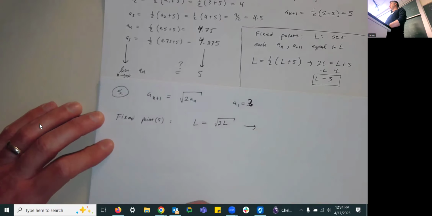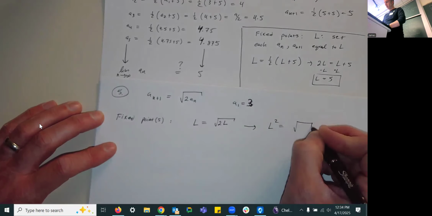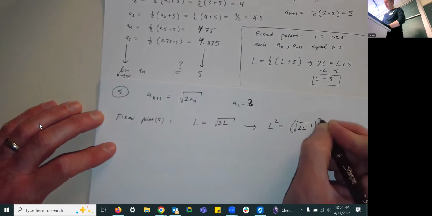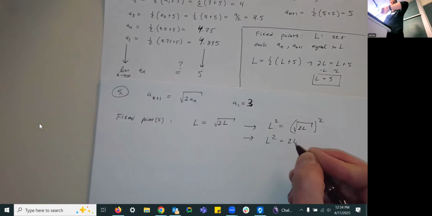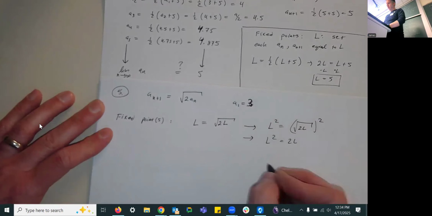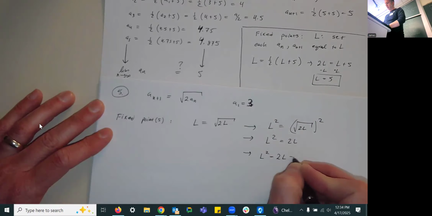Take them in the square both sides. So I'm going to say that L squared is equal to the square root of 2L squared, which gives me L squared equal to 2L. And then if I subtract 2L from both sides, I get L squared minus 2L equal to 0.